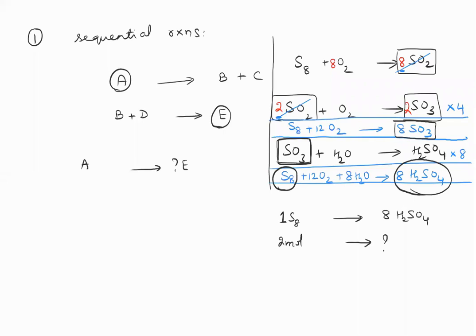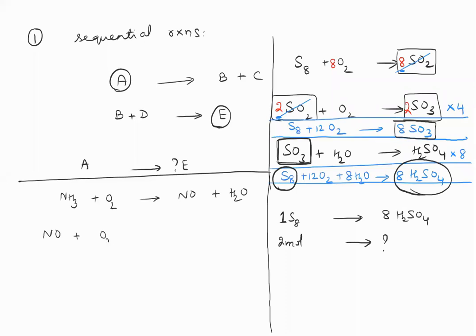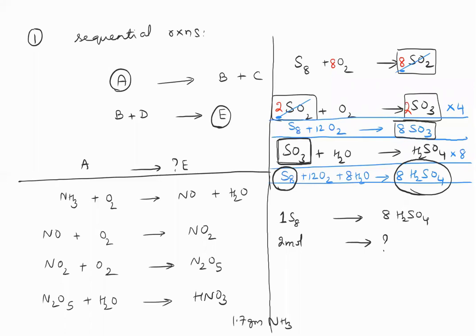Okay. Now I want you to solve one question. Try this question. Ammonia plus oxygen gives NO plus water. NO plus oxygen gives NO2. NO2 plus oxygen gives you N2O5. N2O5 plus water gives you HNO3. So my question is, 1.7 grams of ammonia produces how much HNO3?